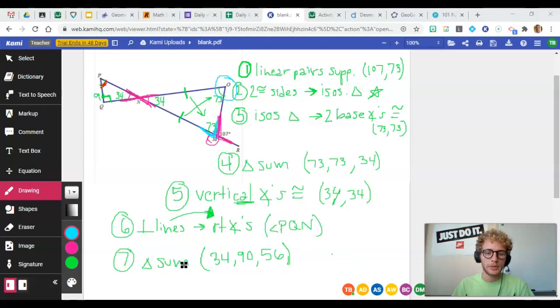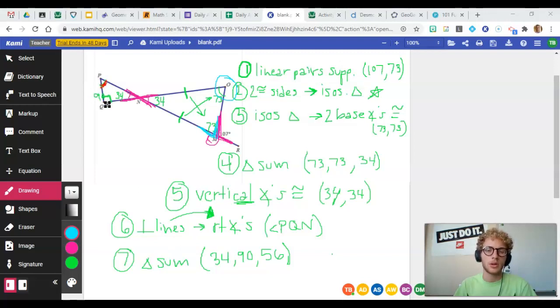Then you wouldn't be able to just jump right to triangle sum again, because we're told that these are perpendicular lines. You have to say first that perpendicular lines make right angles. So make sure that you do that first. So we have perpendicular lines, makes right angles. That gives us that angle measure is 90, and then we use triangle sum to find out what this angle is up here.